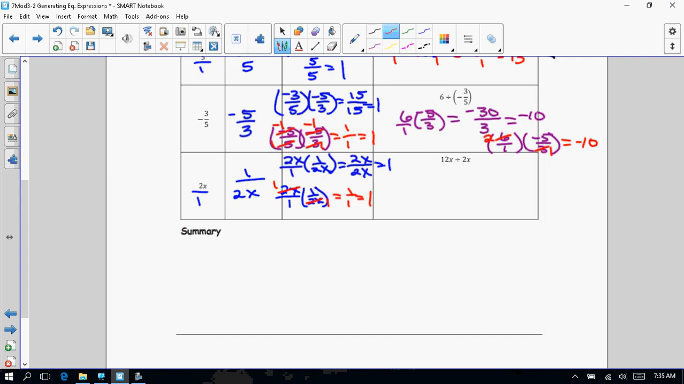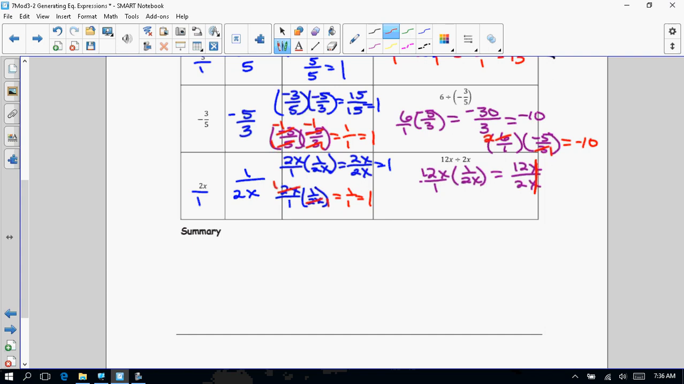Okay, so let's try this last problem here. 12x divided by 2x. So I have 12x times the reciprocal, which is 1 over 2x. I'm going to put my 12x over 1 because I can always put a whole number over 1. Multiply across. 12x times 1 is 12x. 1 times 2x is 2x. Okay? What's x divided by x? A number divided by itself is 1. Look at that. I'm going to cross it out, cancel it out if you want, with the number 1.